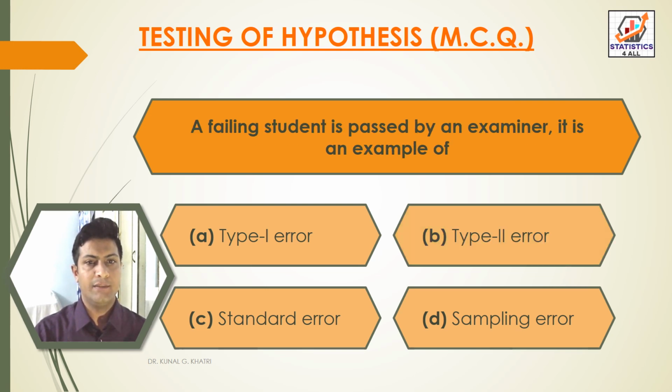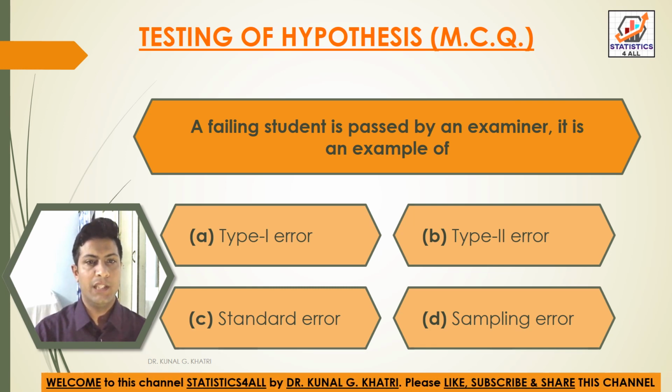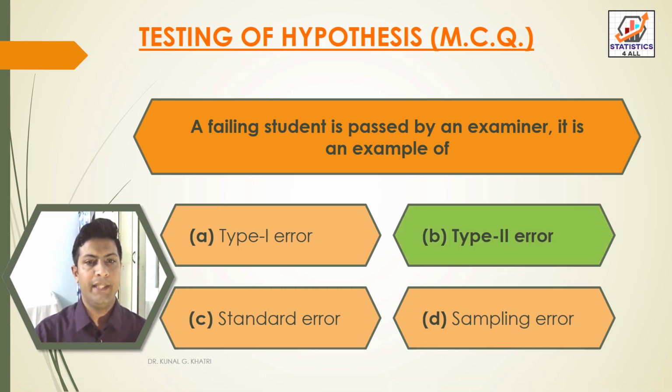Next question, a failing student is passed by an examiner. It is an example of option A type 1 error, option B type 2 error, option C standard error, option D sampling error. So here we have answer option B type 2 error. A failing student is passed by an examiner. It is an example of type 2 error.